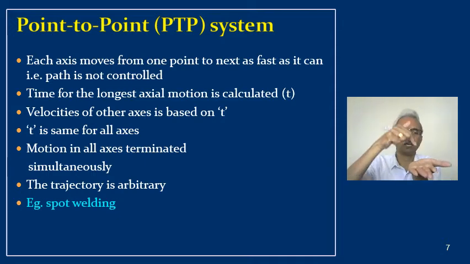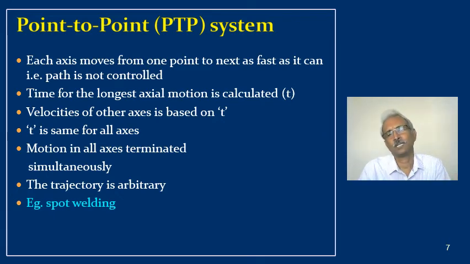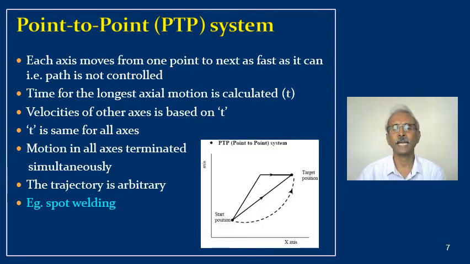So you need to make spot welds at two locations, and from here to here, how do I move? Go like this, go like this, or go like this? It's not of concern. The only thing is I need to go from this coordinate point to this coordinate point. Now in this diagram you can see this is my starting position and this is my target position. Of course, the shortest path is this, but there could be other constraints because of which I move here and go like this, or I go through this point. So this is about the point to point system.